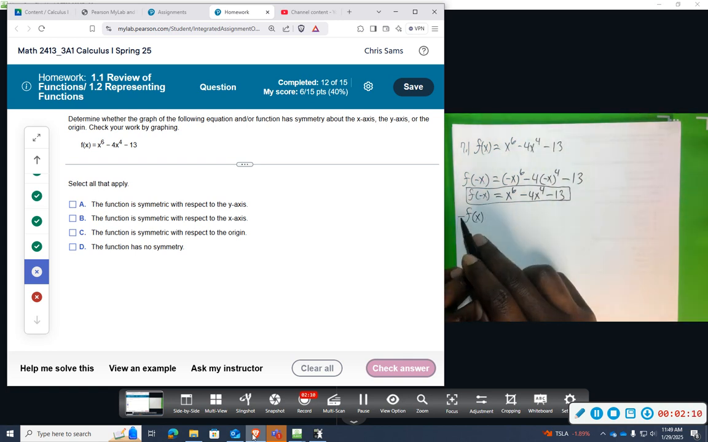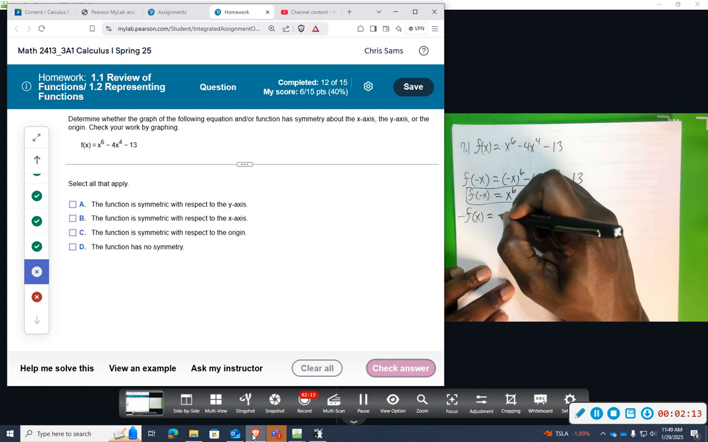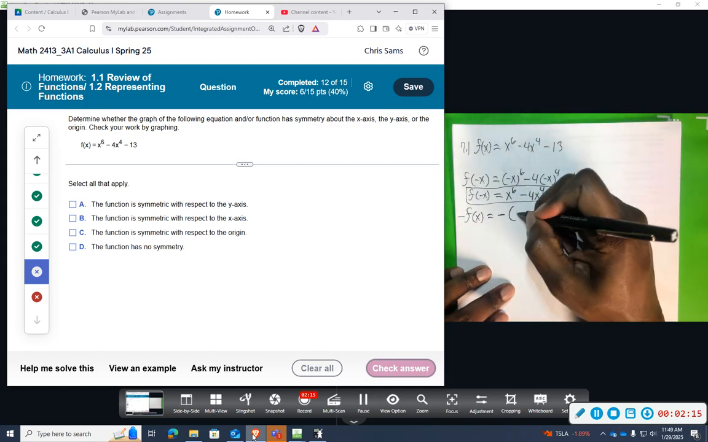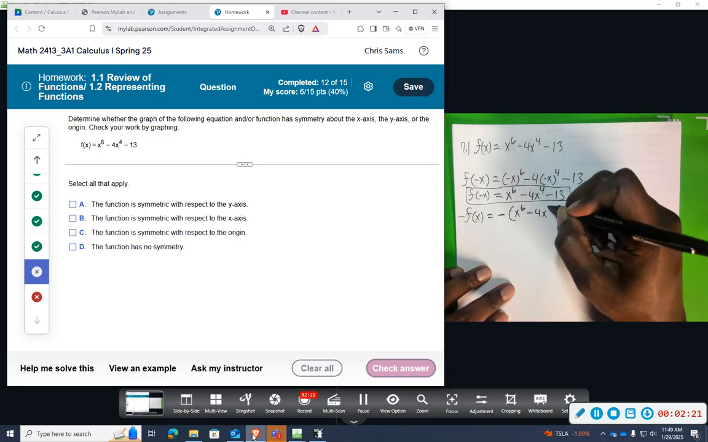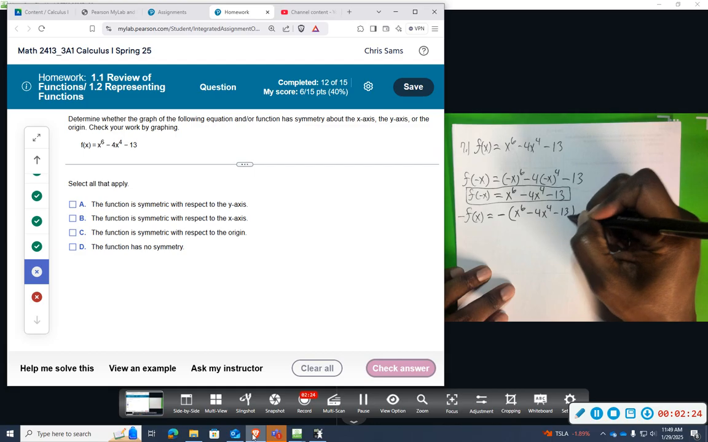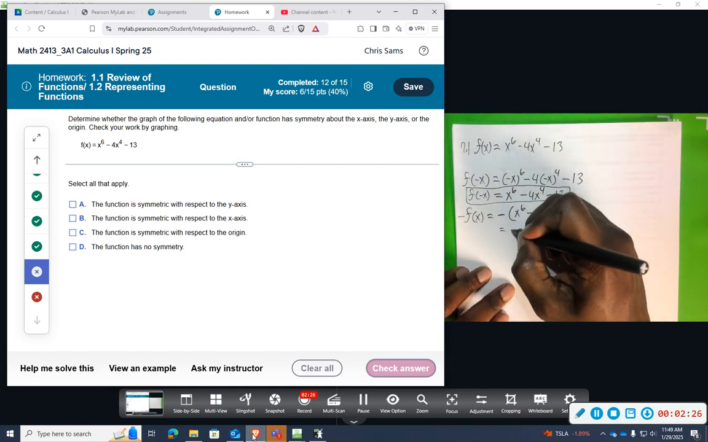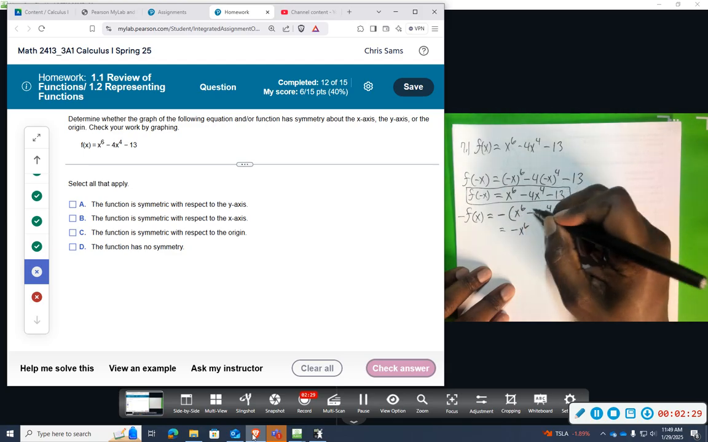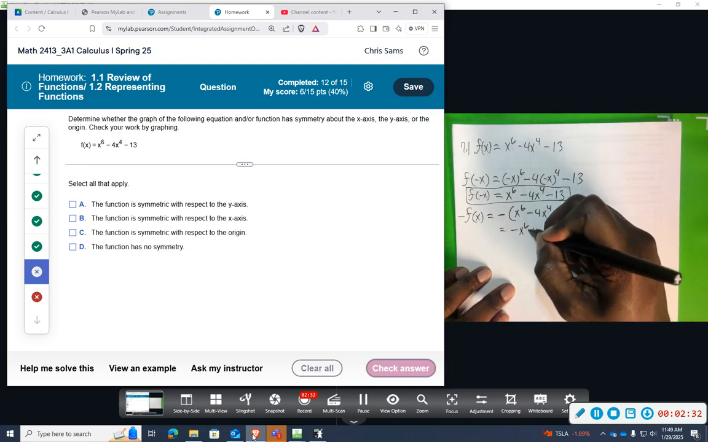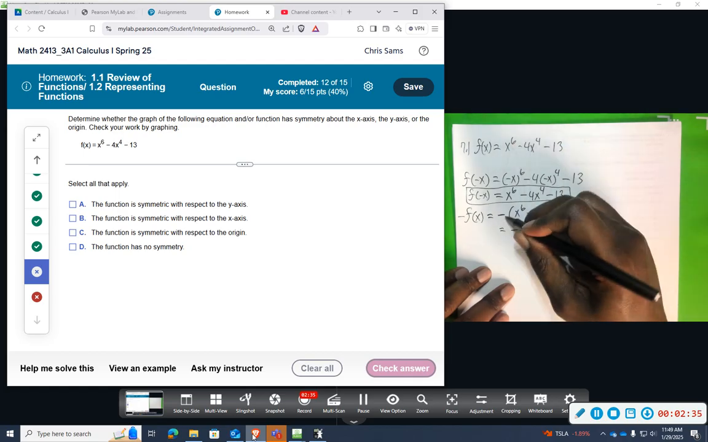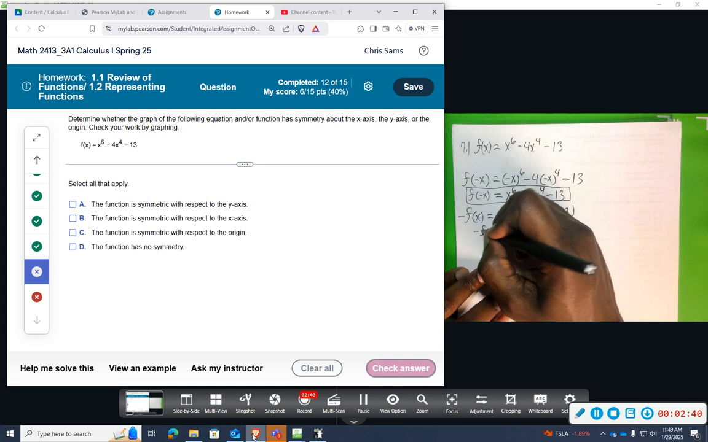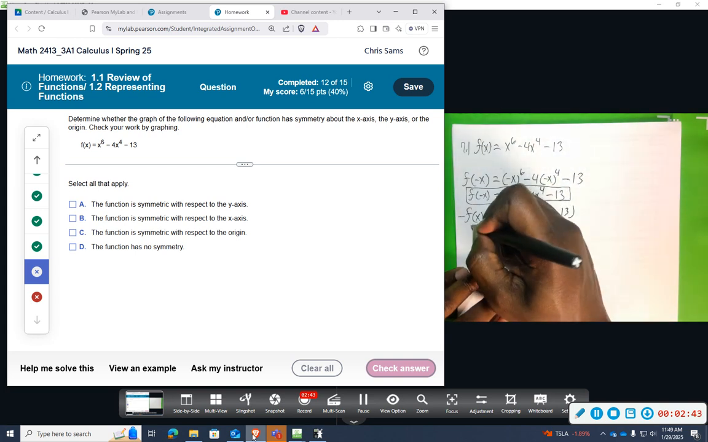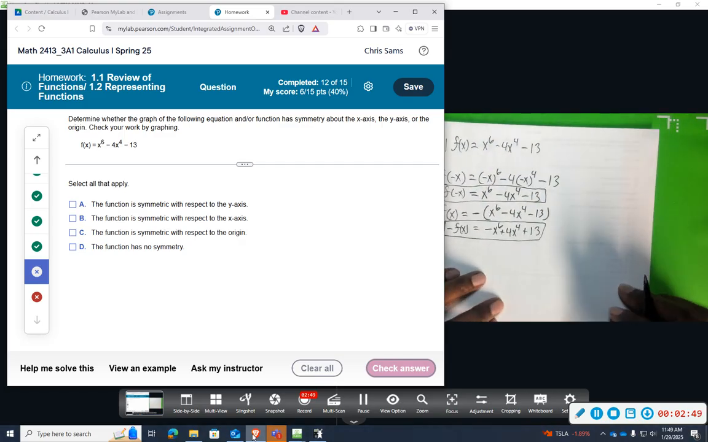All right, and then we're going to do it with the negative on the outside. So we put a negative on the outside and multiply this whole expression times a negative. When I multiply by a negative, this gives me a negative x to the 6th. Negative times a negative is a positive, so a positive 4x to the 4th. Negative times a negative is a positive, so plus 13. So negative f of x is equal to this expression here.